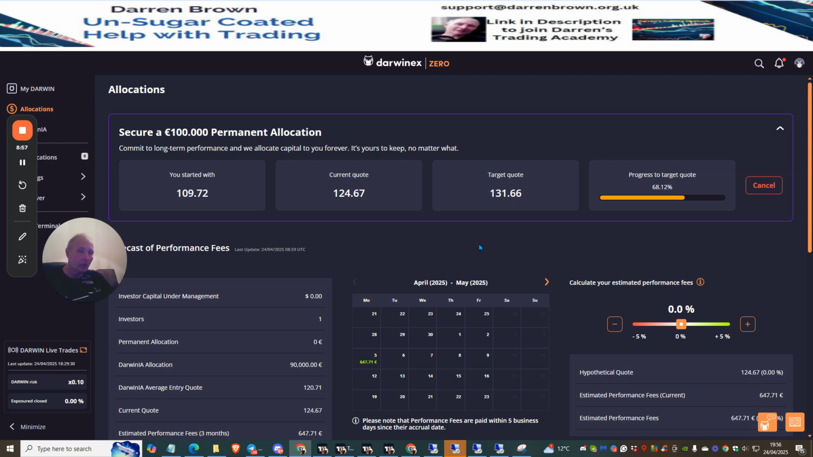This is why it's important to keep building your accounts. And with Darwinex, you can have as many accounts as you like, providing that you sign up with a different email address.